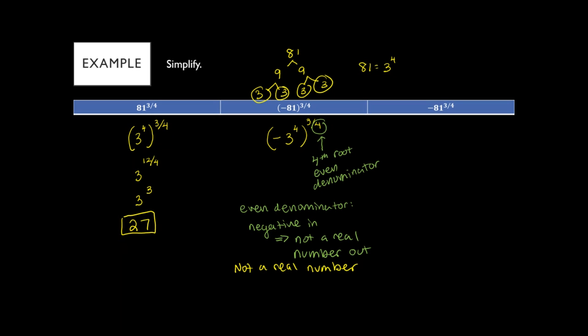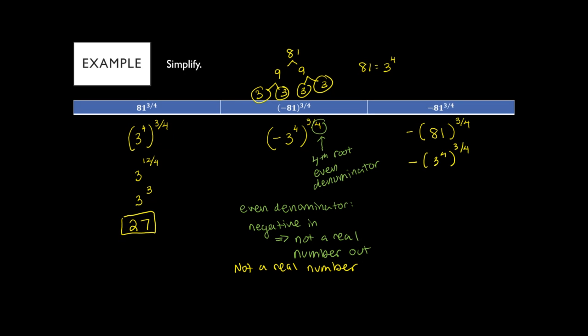Now, on the right, this is different, because if you have that negative and there's no parentheses, you can assume the parentheses are only around the number 81. So that negative is not included. So now we're taking the fourth root of something that's positive, which we can do. So we rewrite 81 as 3 to the fourth. And then we have the 3/4 outside there.